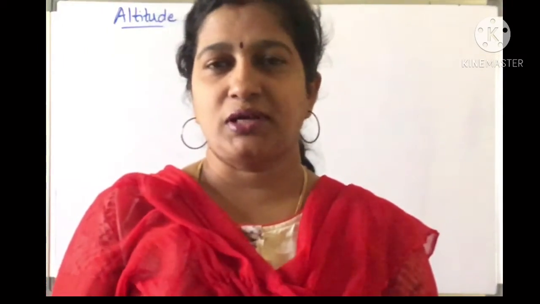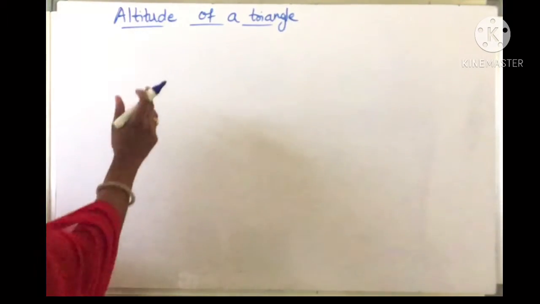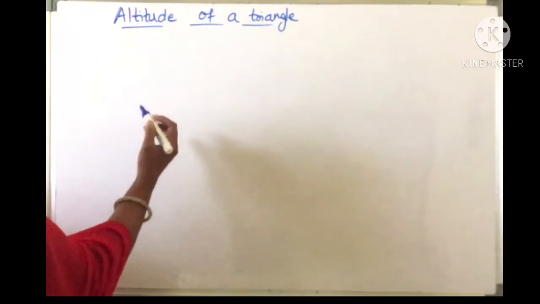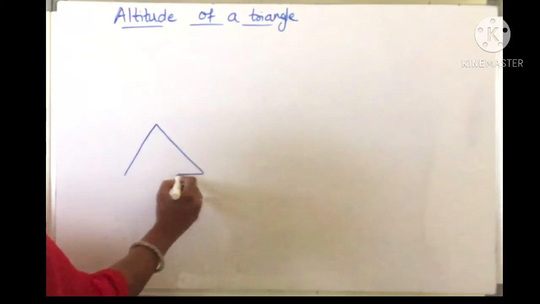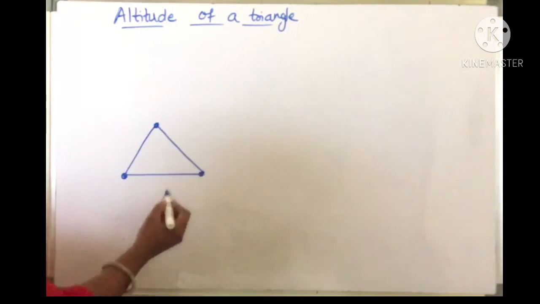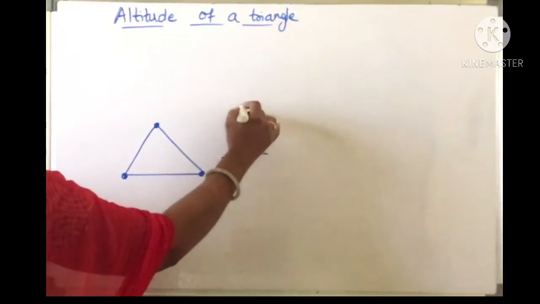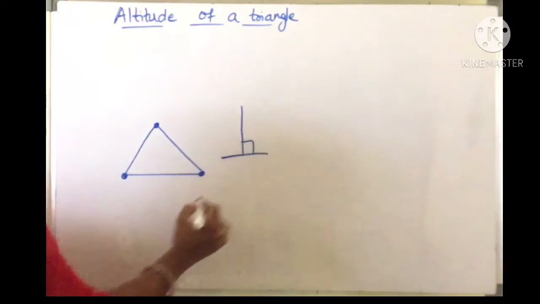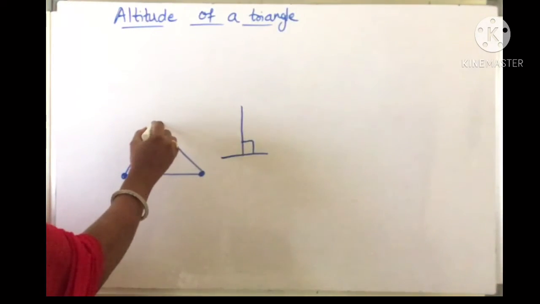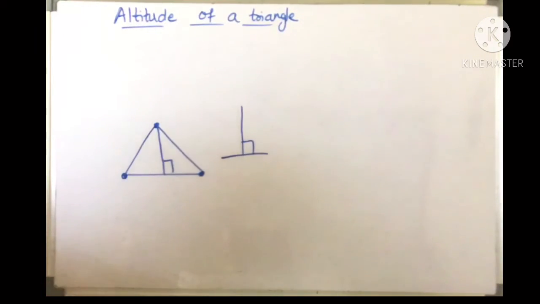In this video I am going to explain altitude of a triangle. So what is an altitude? Altitude is nothing but a perpendicular drawn from a vertex to its opposite side. Means you know what is meant by perpendicular, children? If it is a triangle, this is the vertex, right? 3 vertices. What is meant by perpendicular? A line which intersects the other line at 90 degrees, right? So a perpendicular drawn from vertex to its opposite side, that is called altitude, right?